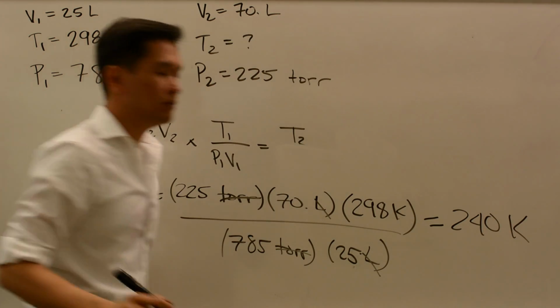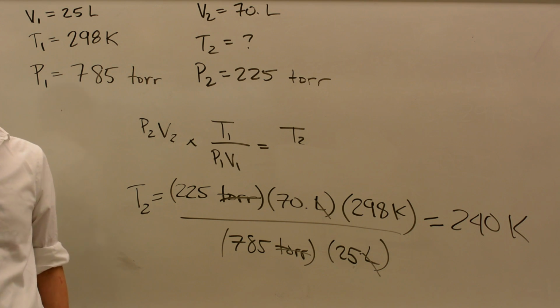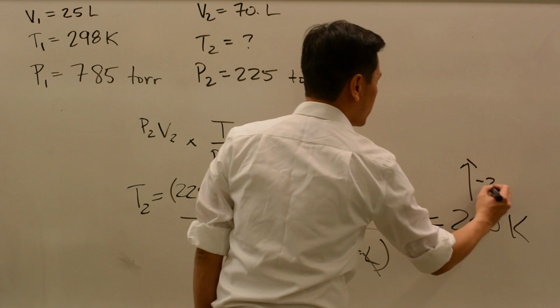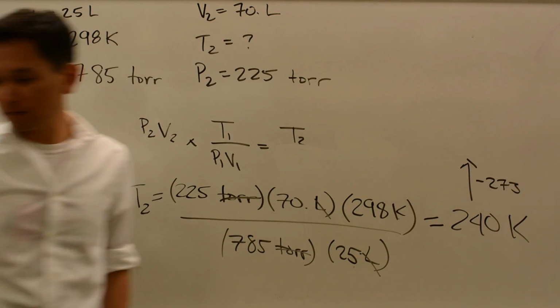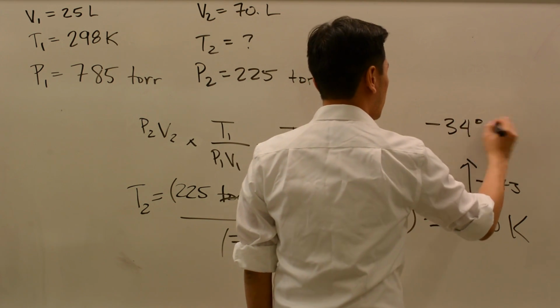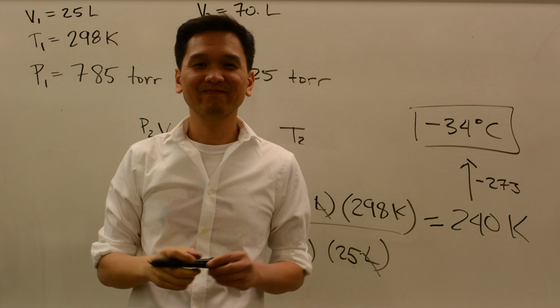Okay, you do that and you get 240 K. But that's not an option, right? Because your answers are all in Celsius. So how do we get from Kelvin to Celsius? Simply the reverse, which is to subtract 273, correct? Which becomes negative 34 degrees Celsius. Our answer there is letter C. All right.